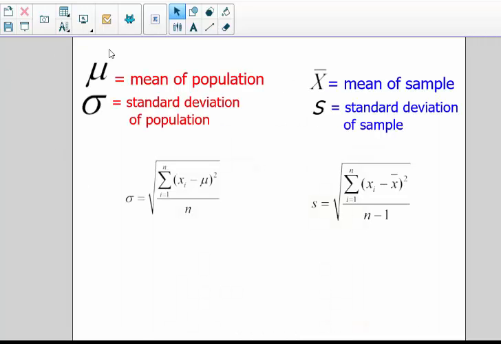Before we get to that, we'll review this notation because it's going to be used going forward. When we're talking about the population, we use mu to represent the mean and lowercase sigma to represent standard deviation. When we are calculating the mean and standard deviation of a sample, that's represented by x bar and S.